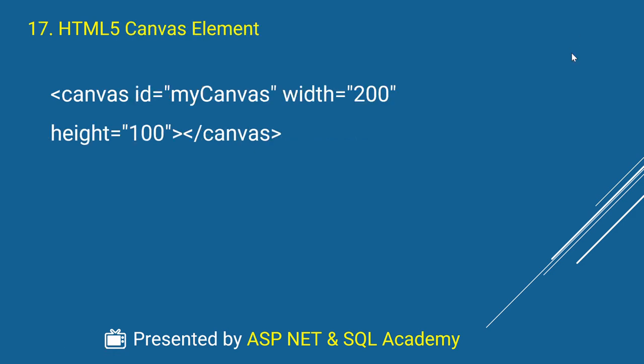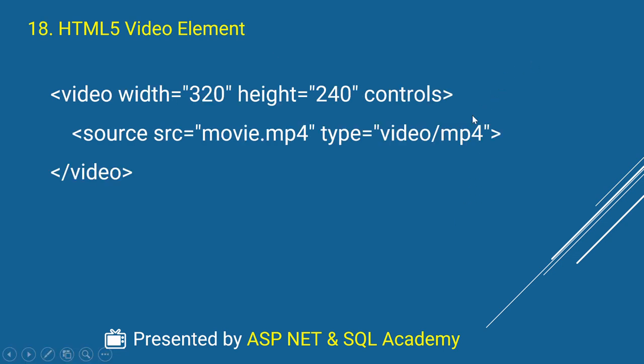The HTML5 canvas element is used to create dynamic graphics and animations. It's often used for games and interactive applications. The HTML5 video element is used to embed video content in a web page. It provides a way to play video without requiring a plugin.